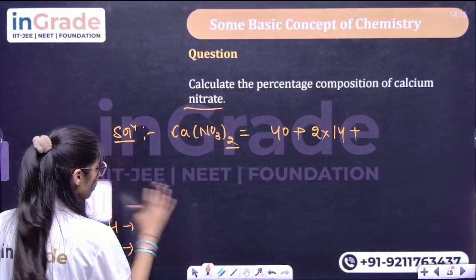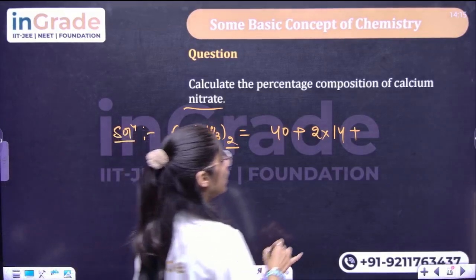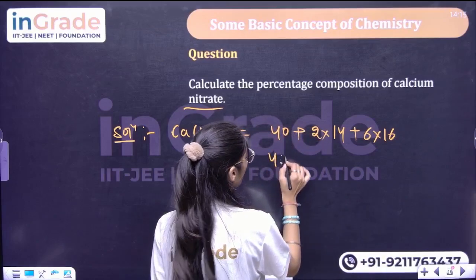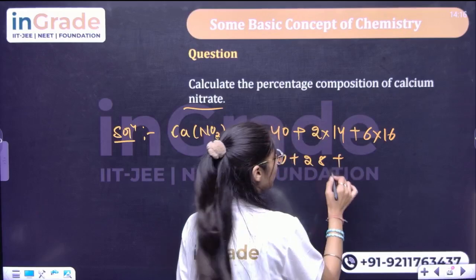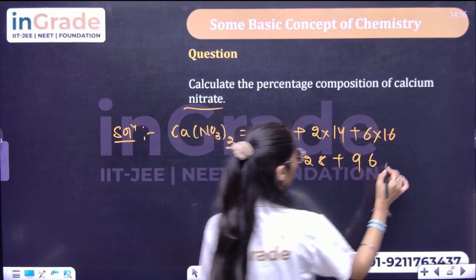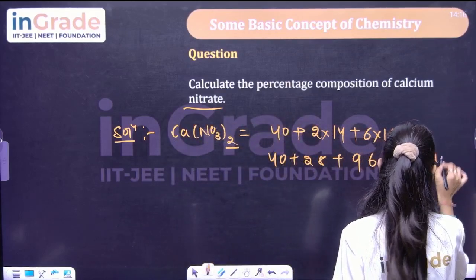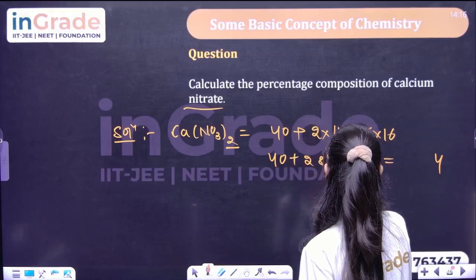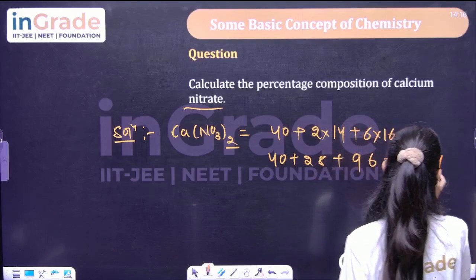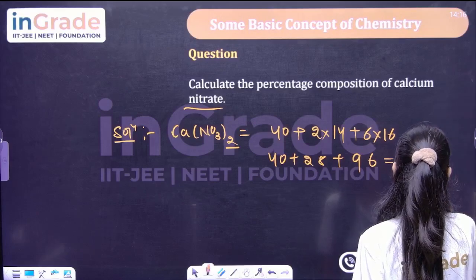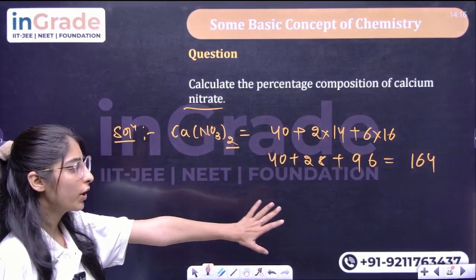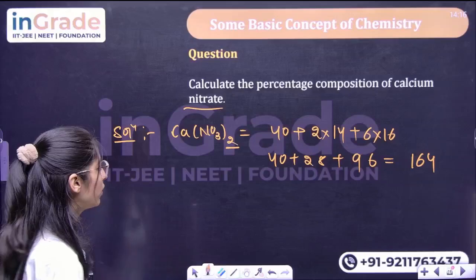Now let's move further and solve the question, which simply says 6 into 16, right? So it's simply coming out to be 96, and 2 into 14 is 28, 6 are 36, 9, right? So that is equal to 160. So this is going to be your molar mass. Okay, now how are you going to calculate the composition?